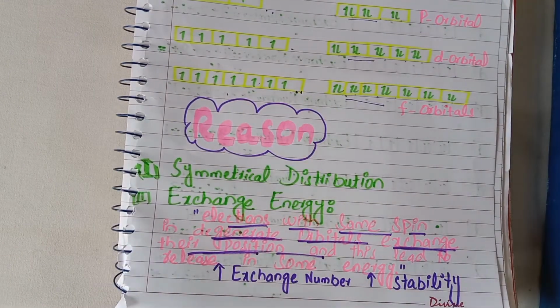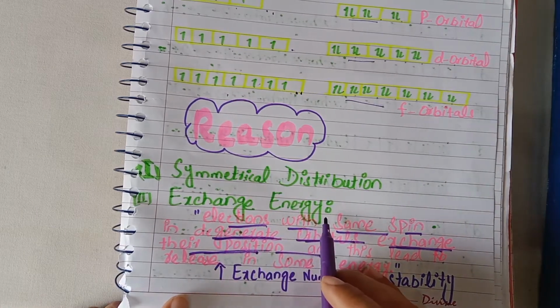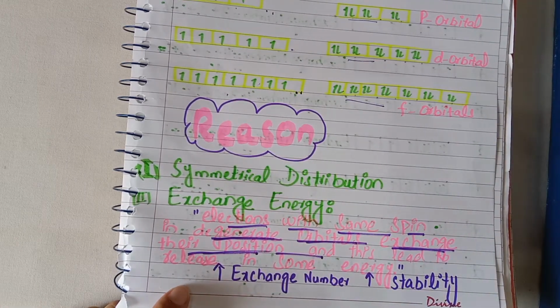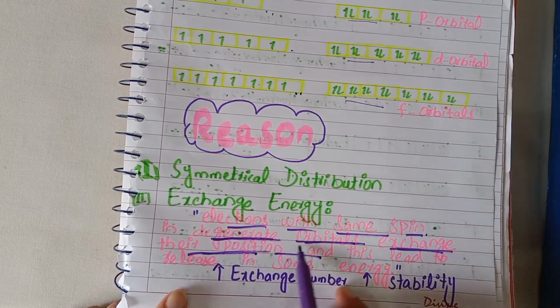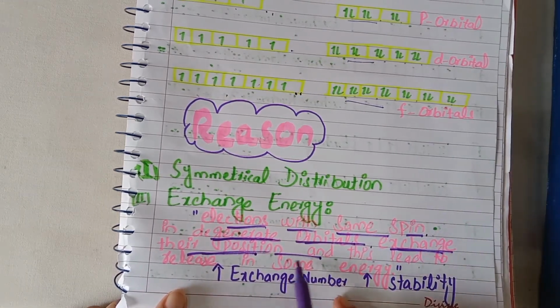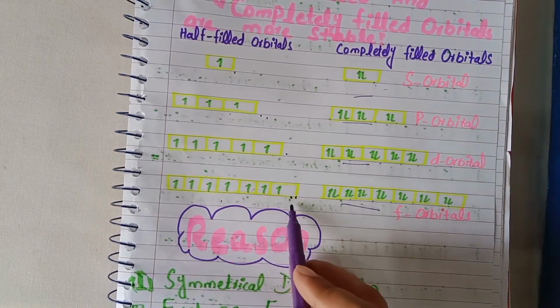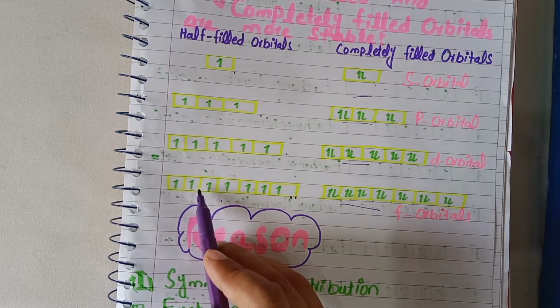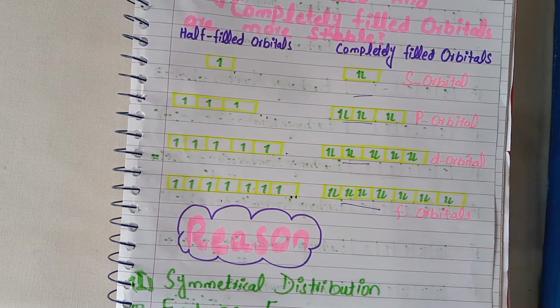Another factor that contributes to the stability of exactly half-filled and completely filled orbitals is the exchange energy. Now, what is the exchange energy? It is basically the amount of energy that is released when electrons with the same spin in degenerate orbitals exchange their position. It means that electrons present in these degenerate orbitals will exchange their positions, and during this exchange process the energy will be released.